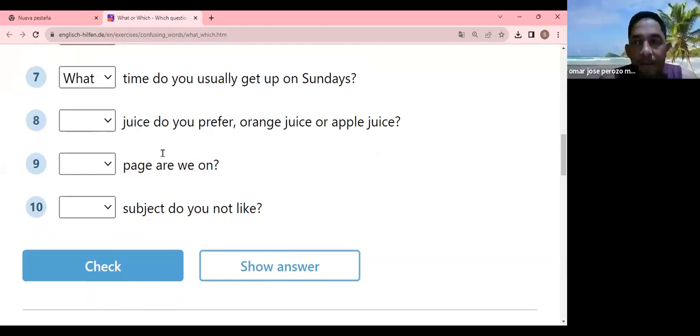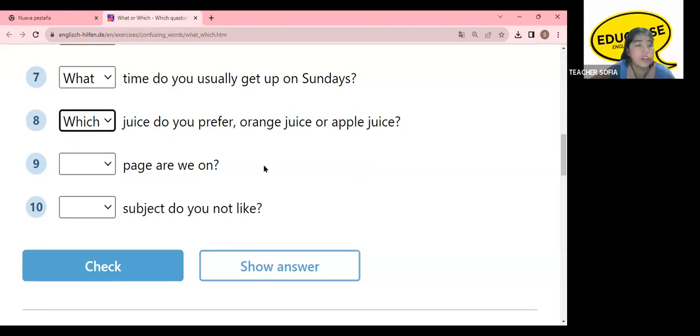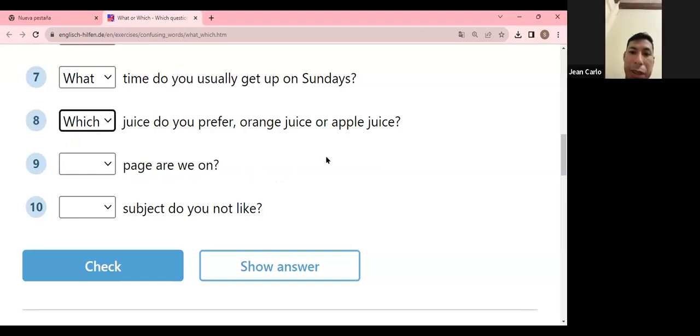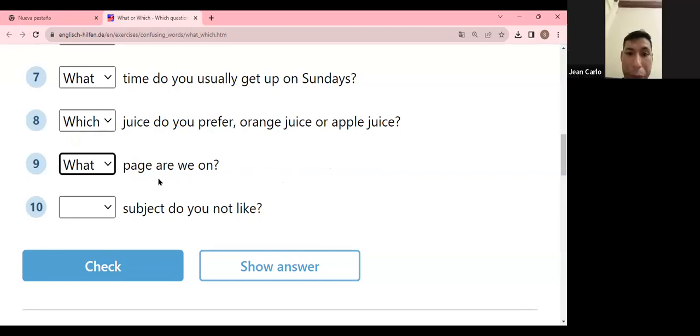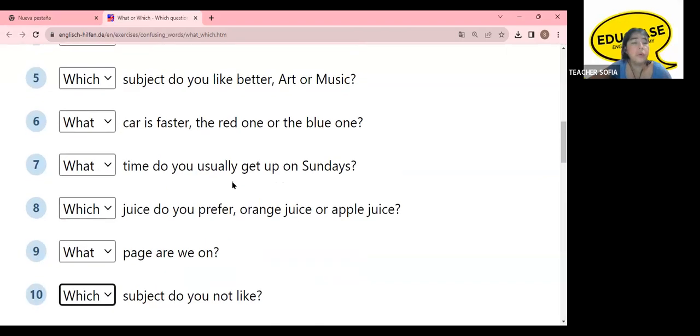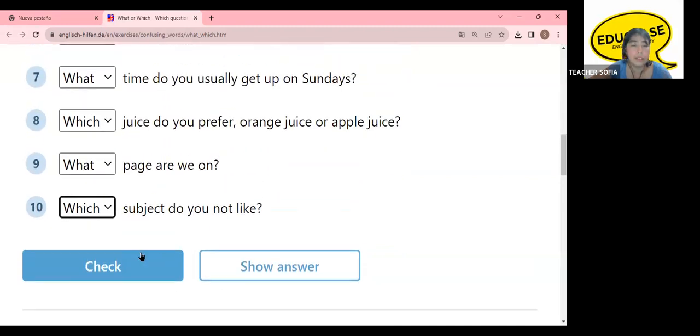Which juice do you prefer? Orange juice or apple juice? Which? Okay, someone says which. And number 9. What page? What? Number 10. Which subject? Okay. Well, let's check, and we have a couple of mistakes here, but you're gonna see.